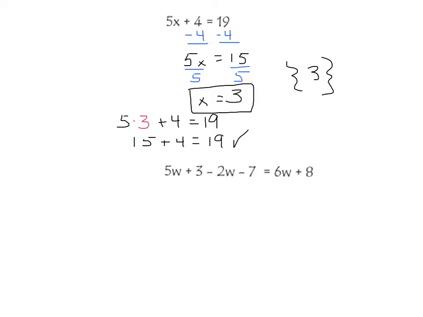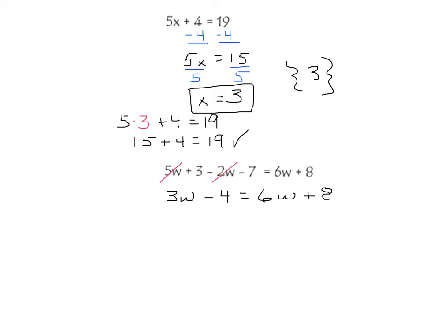In the next problem, we do have to work on the first step, which is simplifying each side, so we combine like terms. On the left side of the equation, we have two terms that have w in it, so we combine it. 5w minus 2w is 3w. And I like to cross out the terms when I've done them so I don't actually do them twice. And then we're left with plus 3 minus 7, so that's the same thing as plus 3 plus negative 7, which is going to be negative 4, which we can just write like that. And the right side is already simplified.